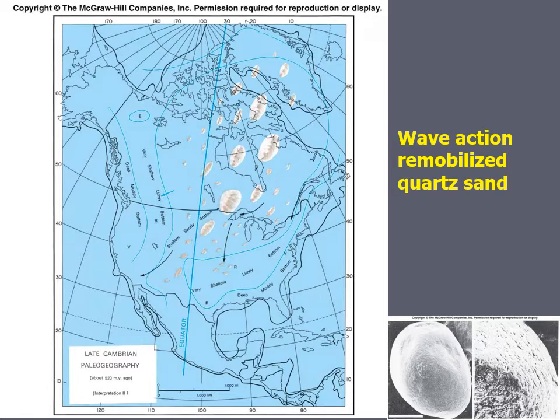So during the late Cambrian period, sea levels were at an incredible high, where most of the continental crust we have is underwater. And the little bit that's sticking out is constantly being eroded and hit by wave action, remobilizing these little quartz grains, and they get tossed around over and over and over again.